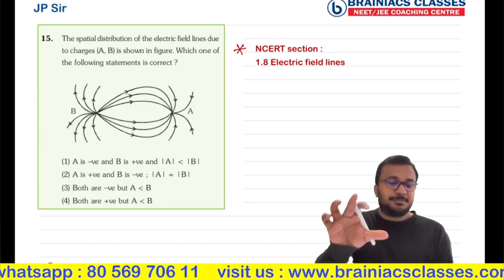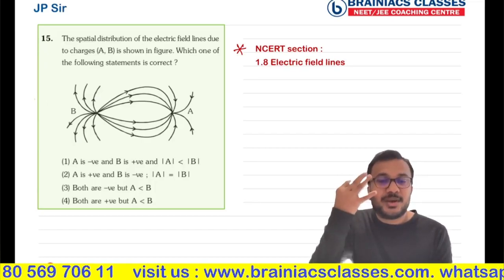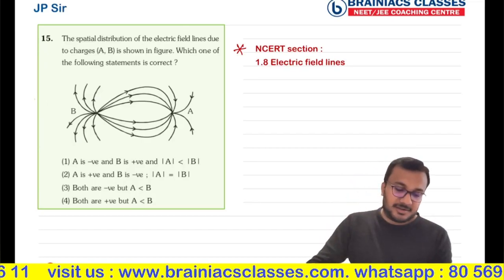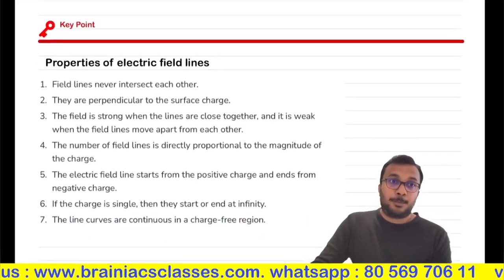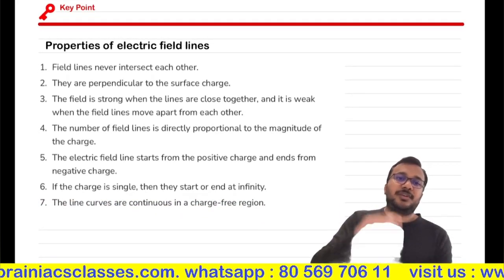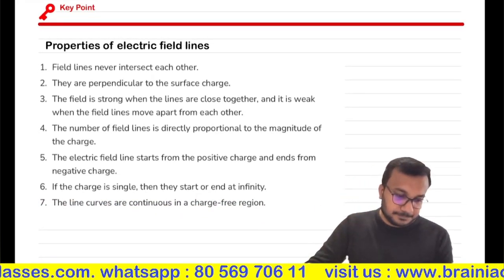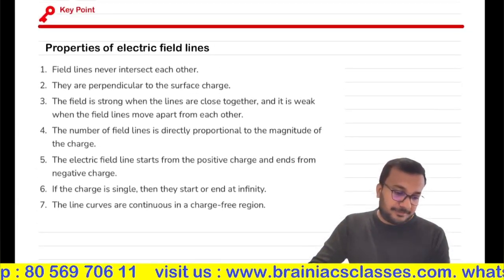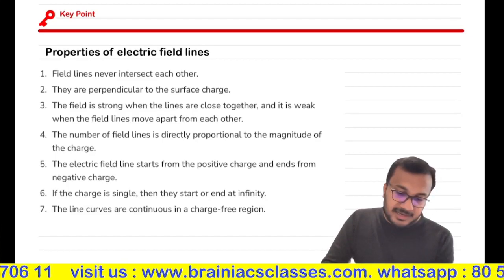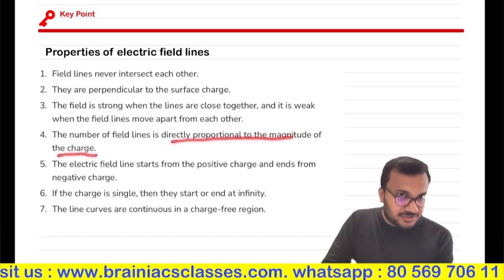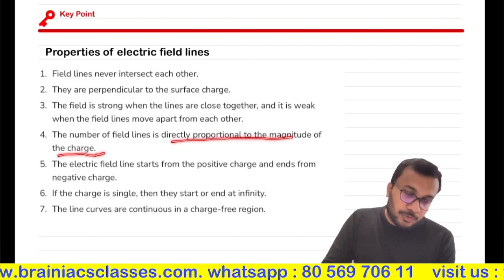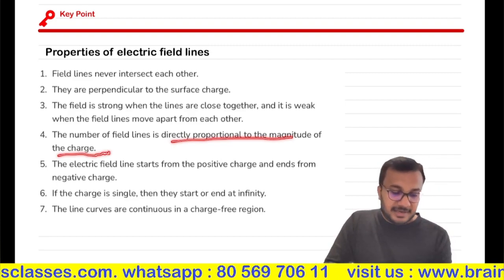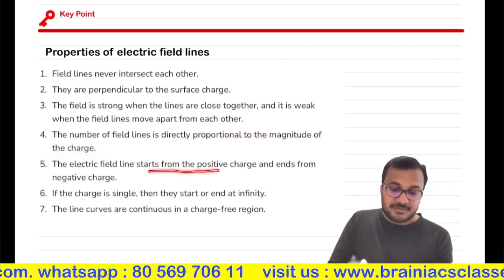Okay, it's a very simple question, just visual analysis. There is no mathematical calculation. You only have to learn the properties which I have told here, very important. So the correct answer is based on property number 4 and 5. Property 4: number of field lines is directly proportional to magnitude of charges. Yes, more charge means more field lines. Property 5: electric field lines start from positive and end at negative.